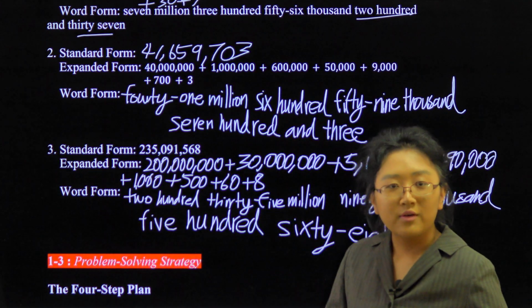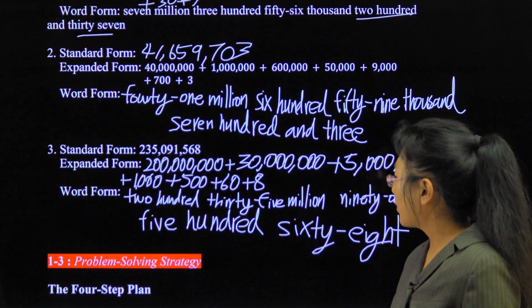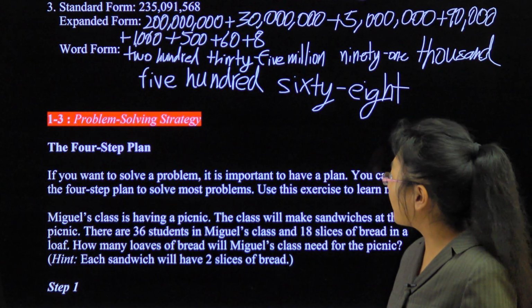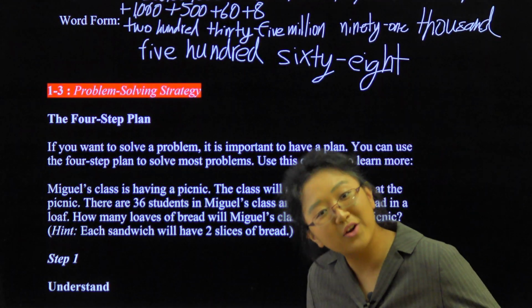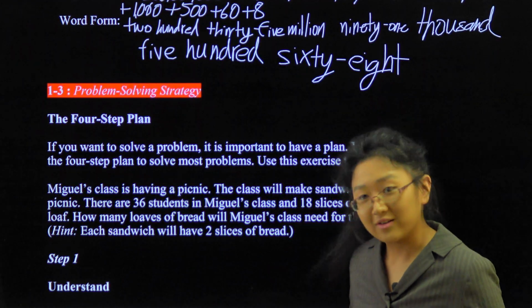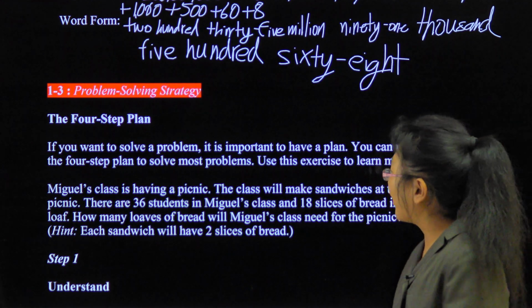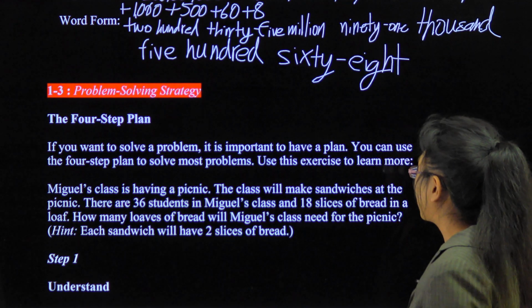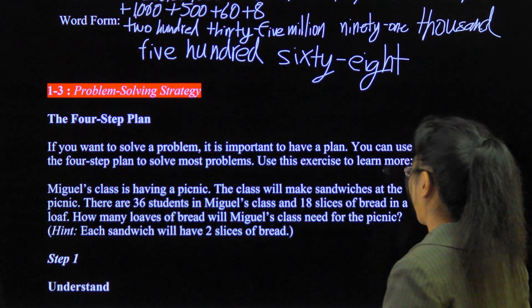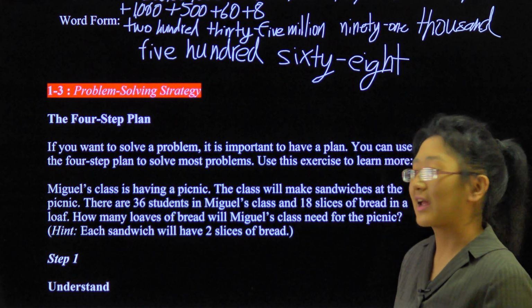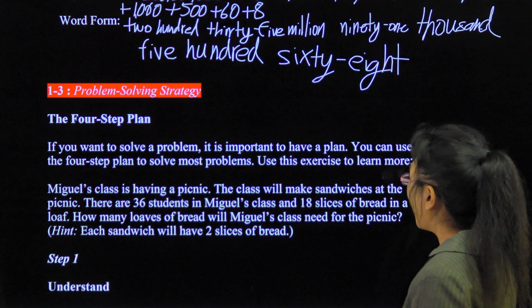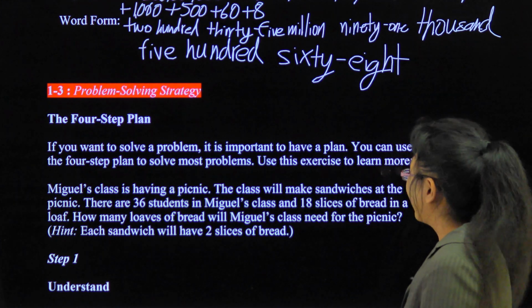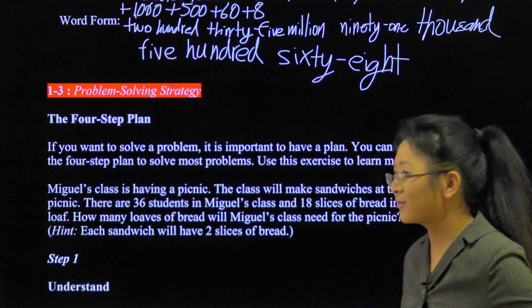Now that that's done, let's move on to the next section. Problem-solving strategy. The 4-step plan, i.e. what we have been doing for the past while. If you want to solve a problem, it is important to have a plan. You can use the 4-step plan to solve most problems. Wow, really? Use this exercise to learn more.